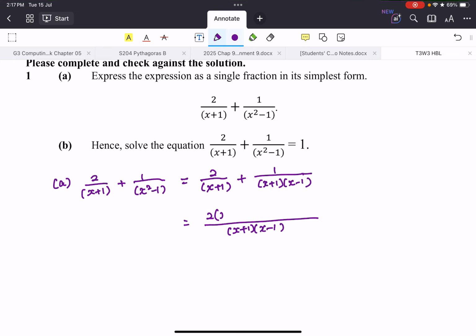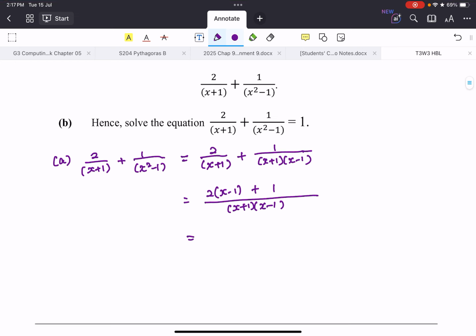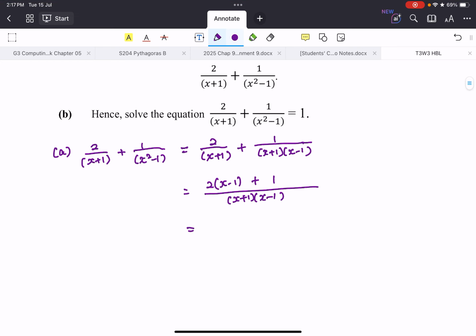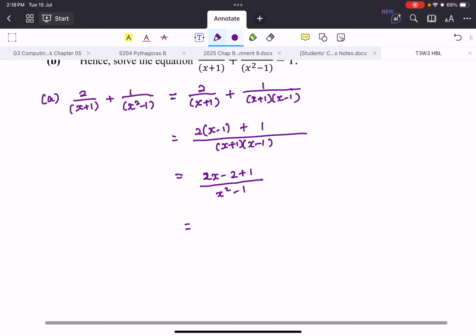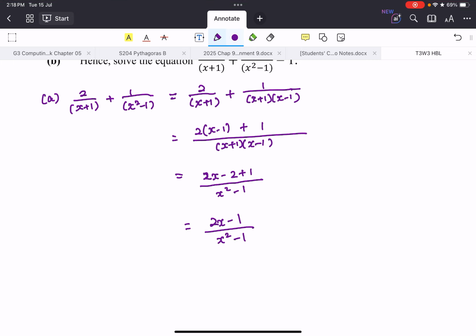Here I will have 2 times (x minus 1) plus 1, and that will reduce to 2x minus 2 plus 1 over, well, denominator I can write it as x squared minus 1. That works. And that will mean that the final result will be 2x minus 1 over x squared minus 1. So that's the first part.